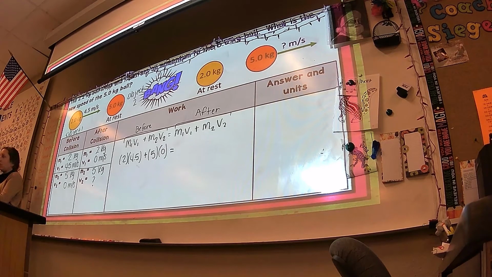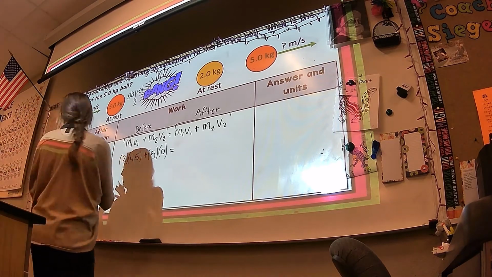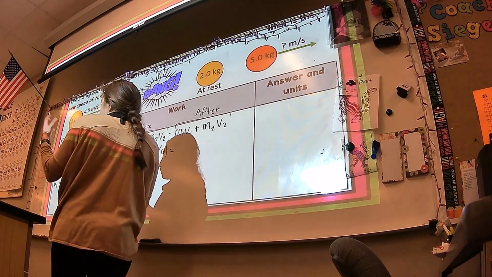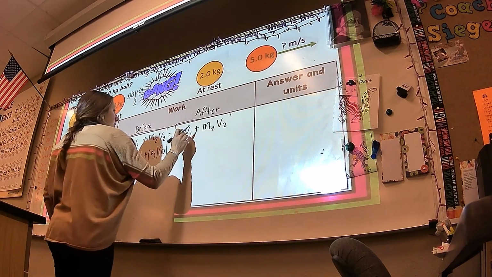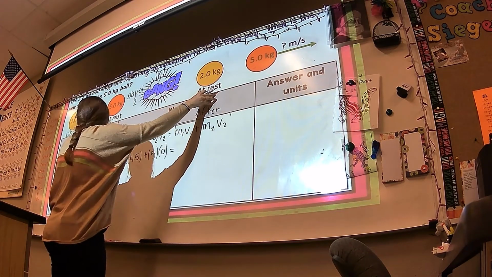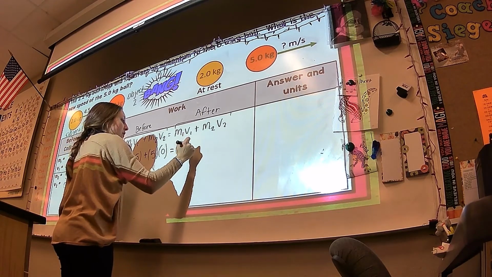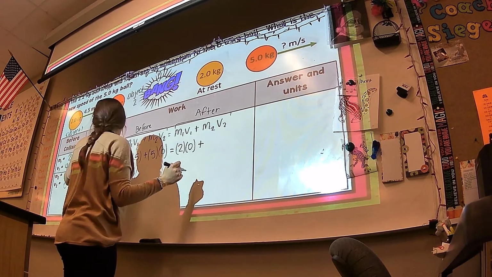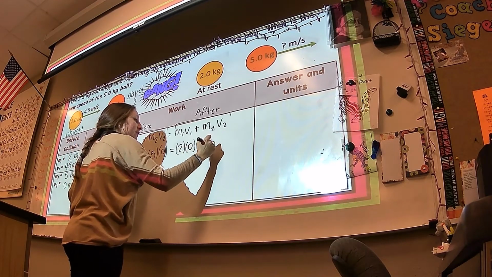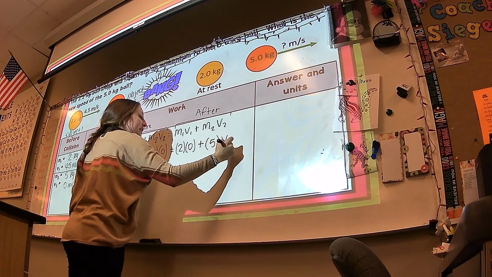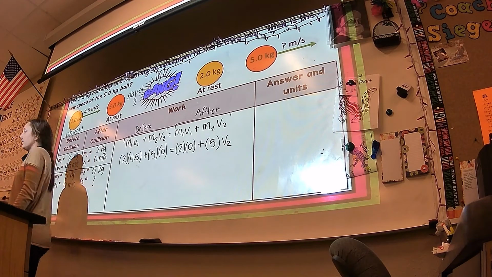Are you all understanding how I'm plugging in these numbers? If I can get this part right, I can get my equation right. I'm going to leave it as V2, but you can put an X if you want to. Now we're moving to after. I have M1 is 2, V1 is 0. M2 is 5, and I don't know V2, so I'm going to leave it as V2.